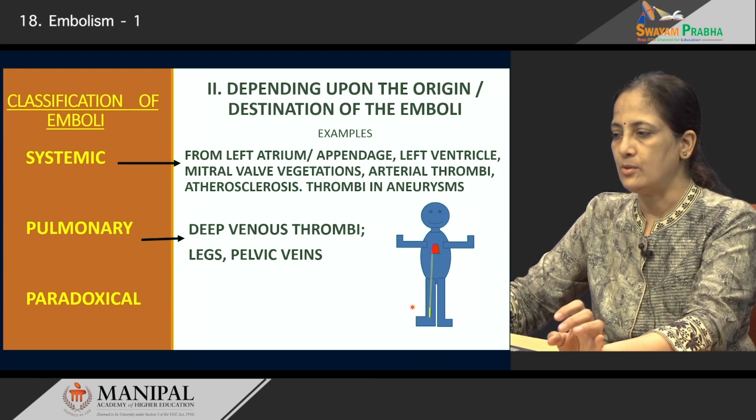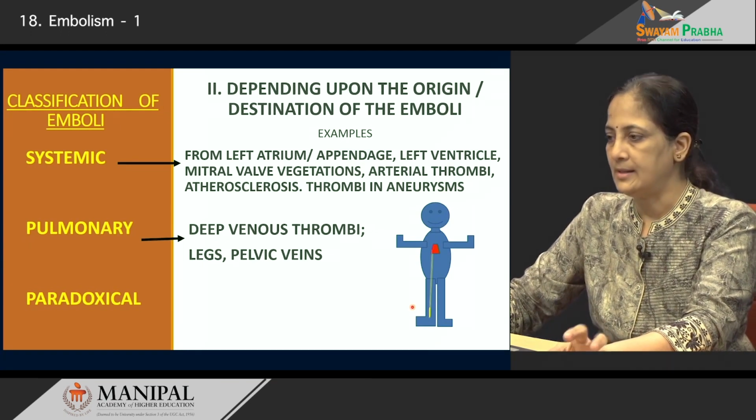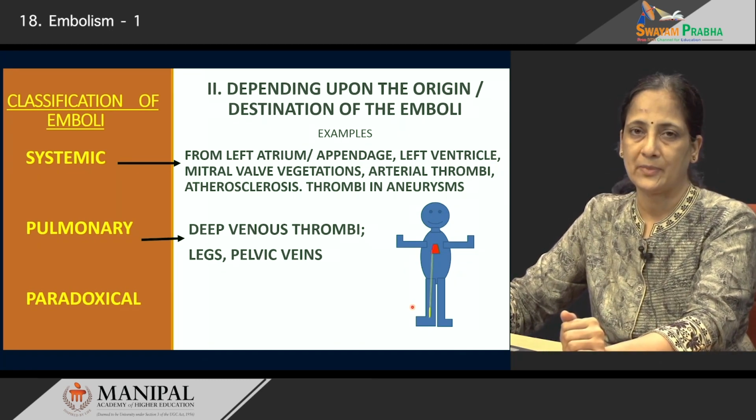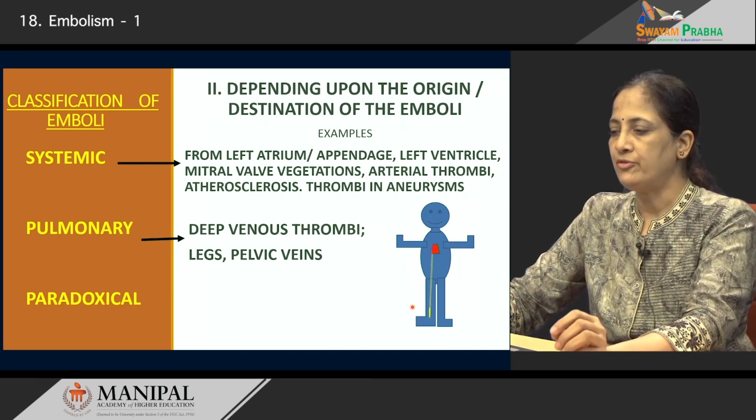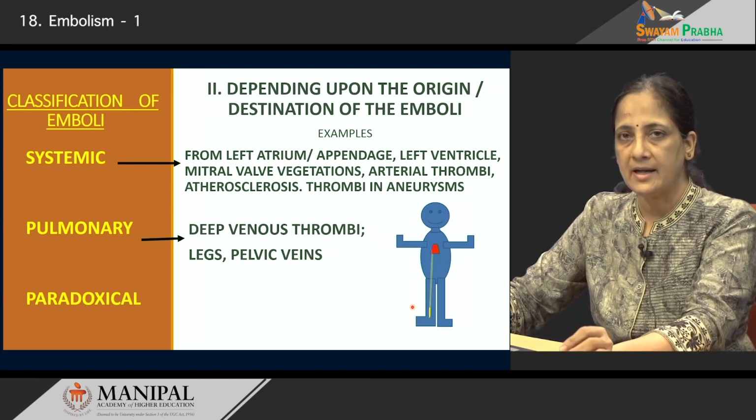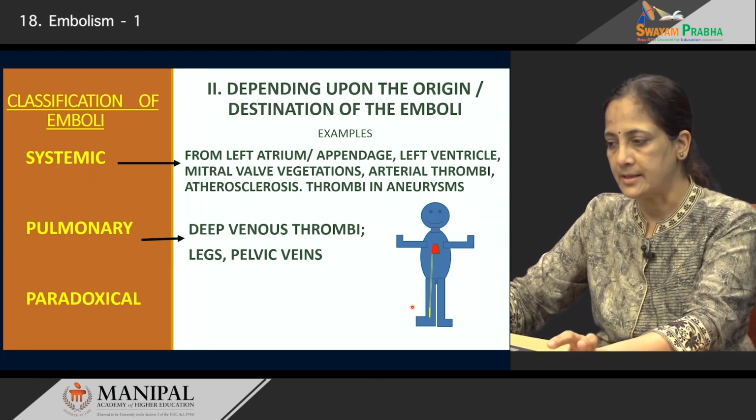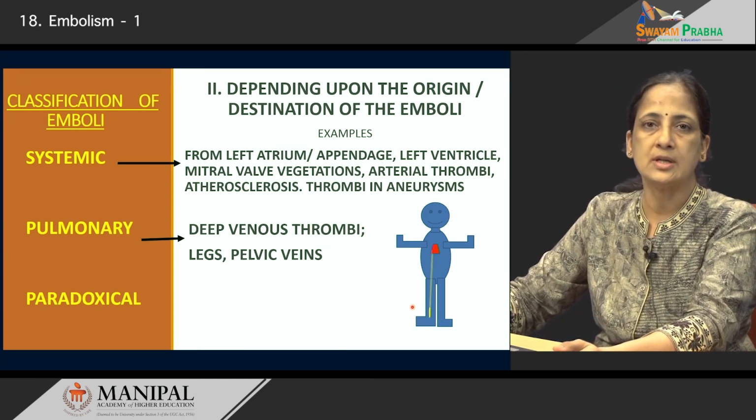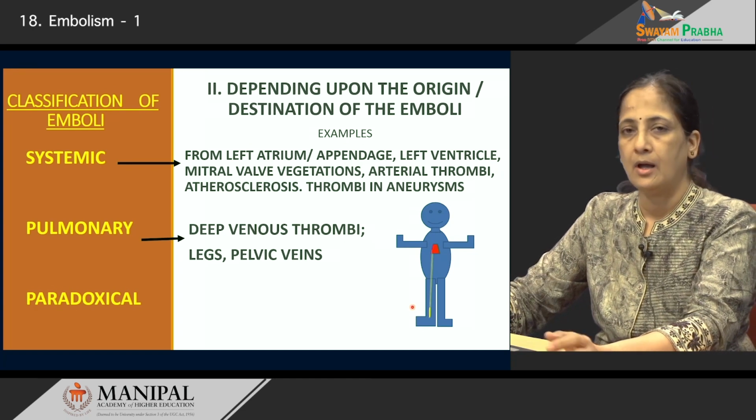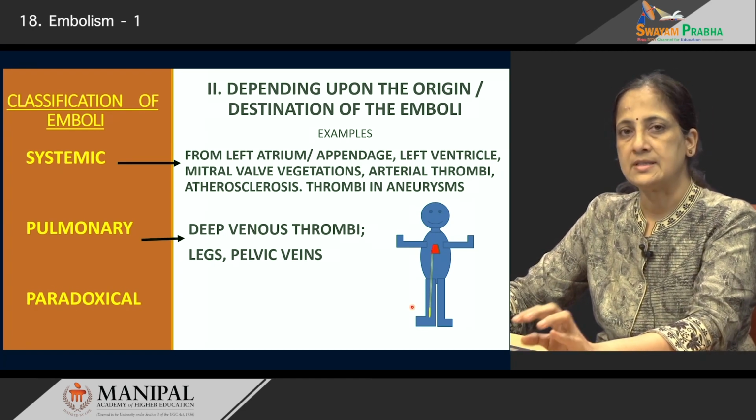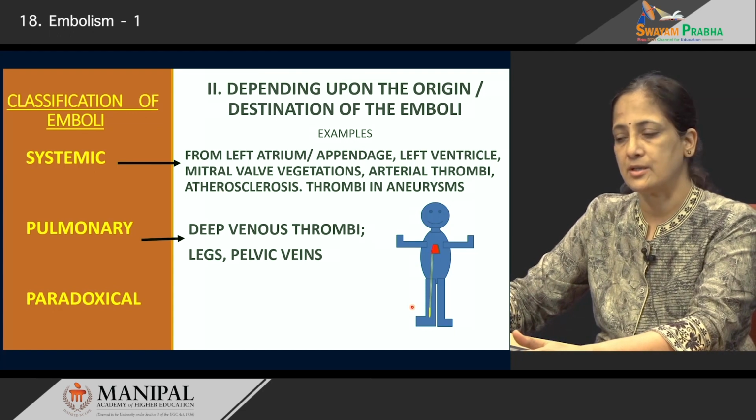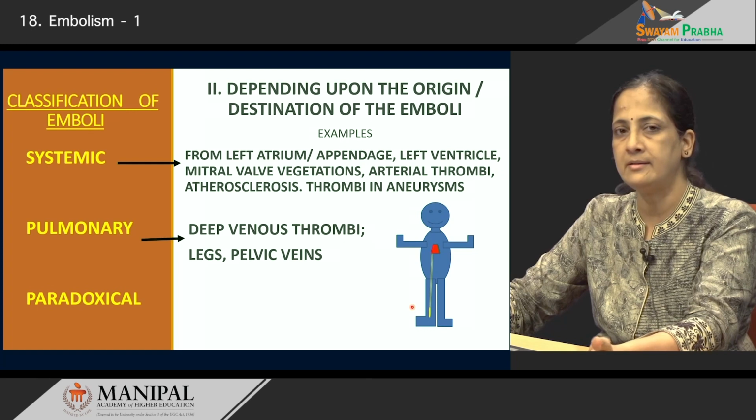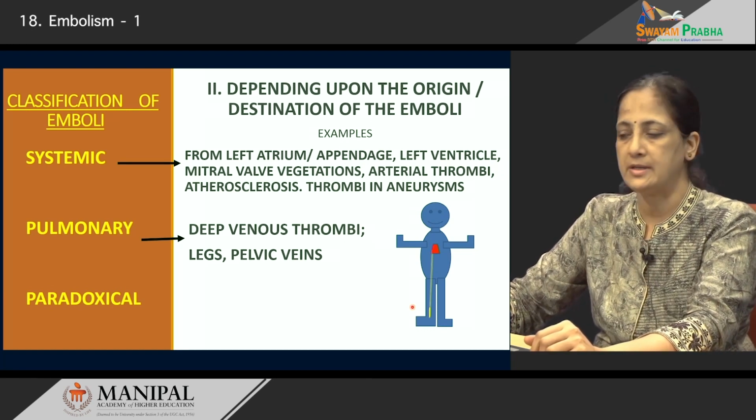The second way in which we classify emboli is depending upon the final destination of these emboli. For example, if an embolus is derived from the heart or the arterial system and goes into the distal arterial system, it is called a systemic embolus. However, if an embolus is derived from the venous side of the circulation and is carried into the pulmonary arterial bed, we call it a pulmonary embolus.